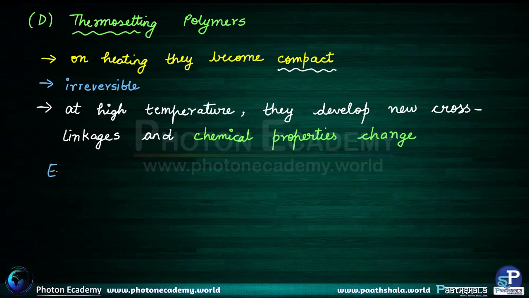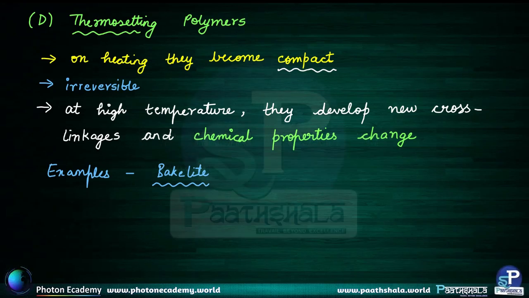can be bakelite. Now, we will be dealing with the bakelite structure in a further lesson. So, bakelite is an example of thermosetting polymers. Urea formaldehyde resins can be a good example too.